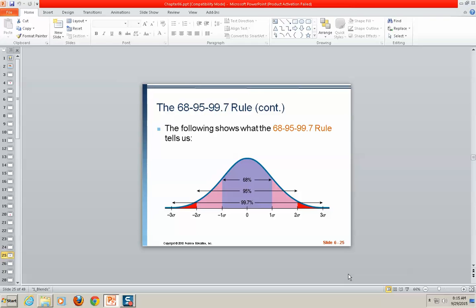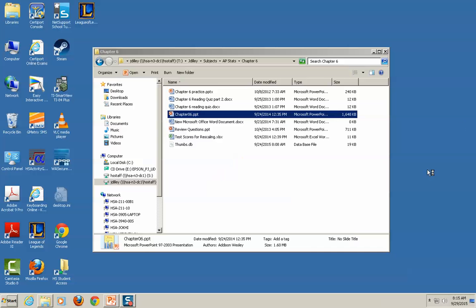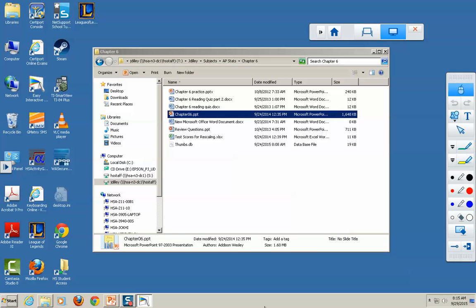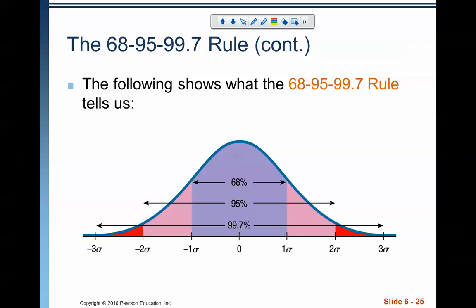And let's hope that that's the last one. It would be nice if we could get through the 68, 95, 99.7 rule in a day. Okay, darn it. I didn't start the thing. Where is this? Okay, let's try again. Here we go.